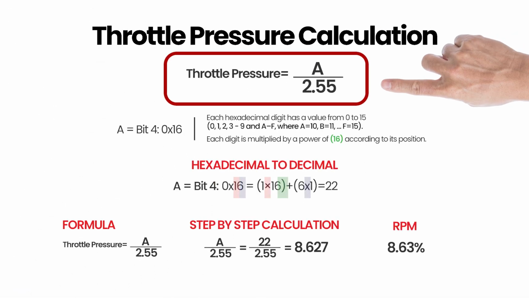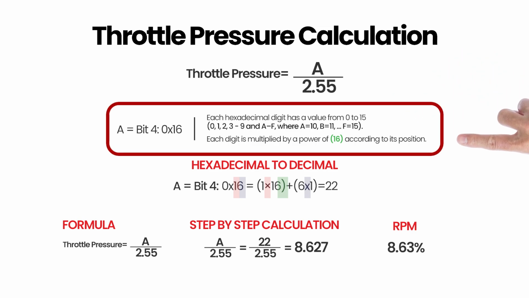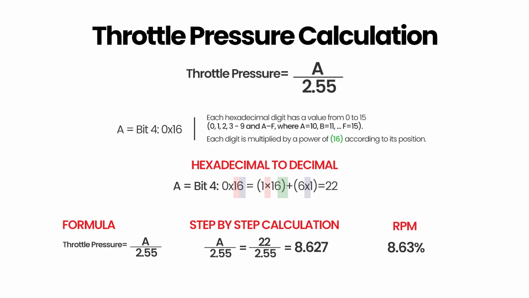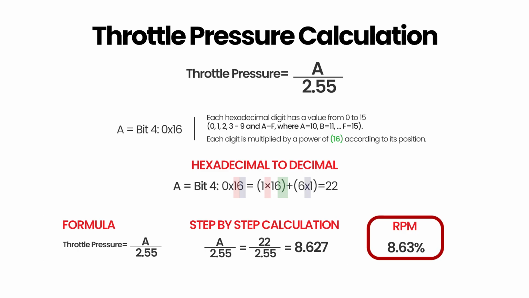The formula is A divided by 2.55. The prefix 0x means the number is in base 16, or hexadecimal. To convert it into decimal, each digit is multiplied by a power of 16 according to its position. In this case, 0x16 equals 22. When we divide 22 by 2.55, we get 8.63. That means the throttle pressure is 8.63% in this Nissan Kicks.